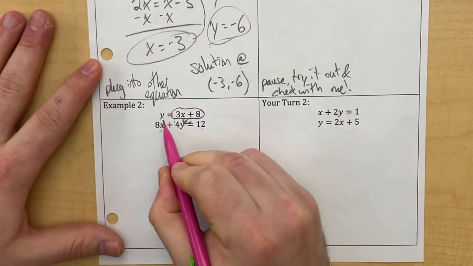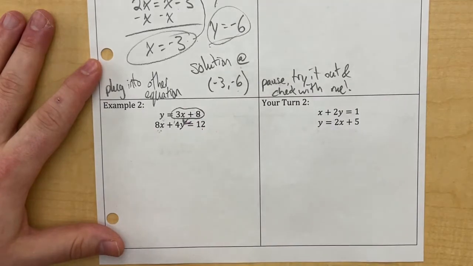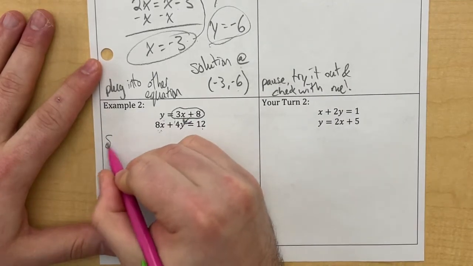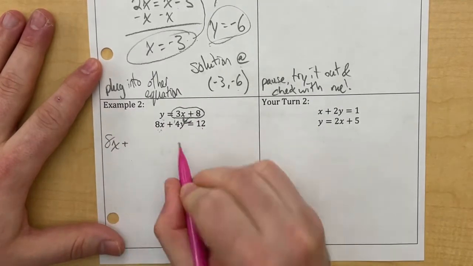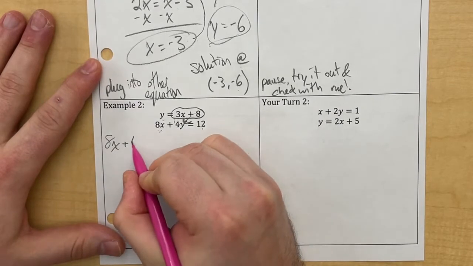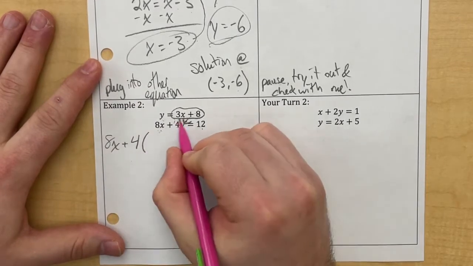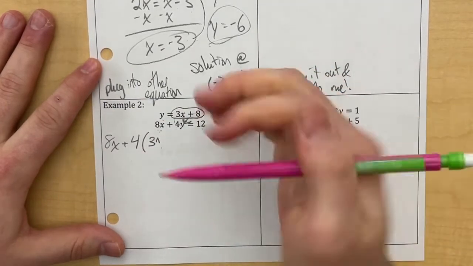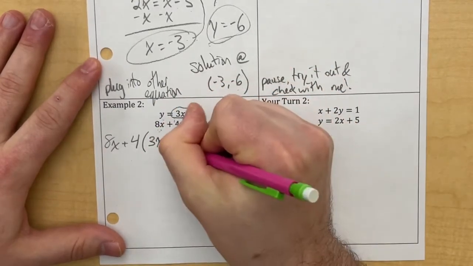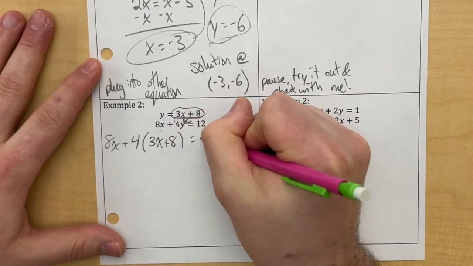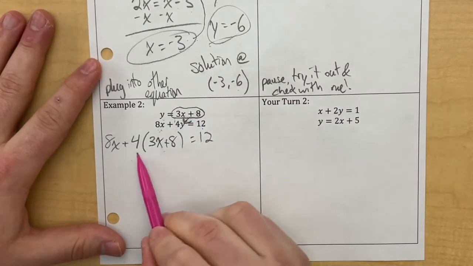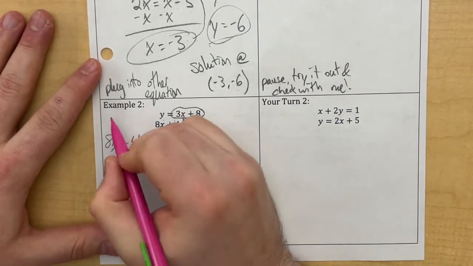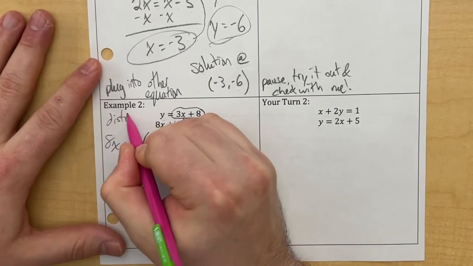So I'm taking my y value and I'm replacing it with 3x plus 8. So I have 8x plus, make sure you include that 4. So I have 4 in parentheses times all this. So I have 3x plus 8 equals 12. And on this step right here, make sure you can review that distributive property.